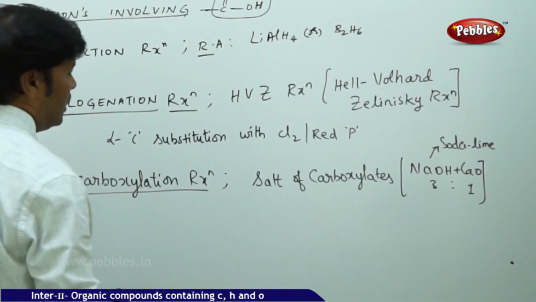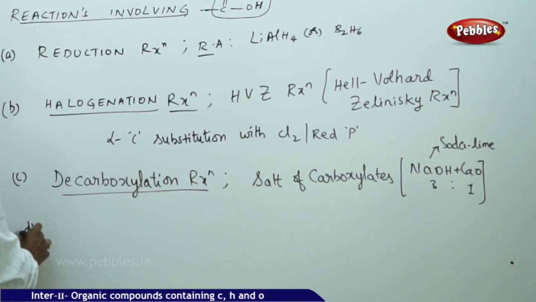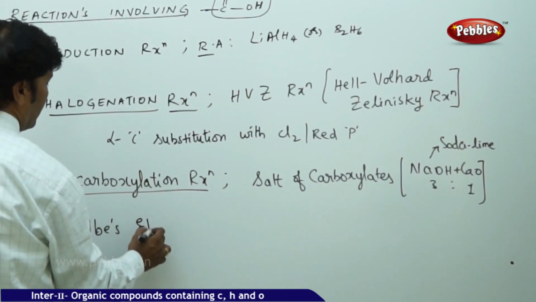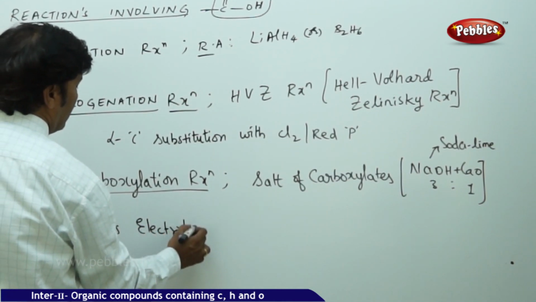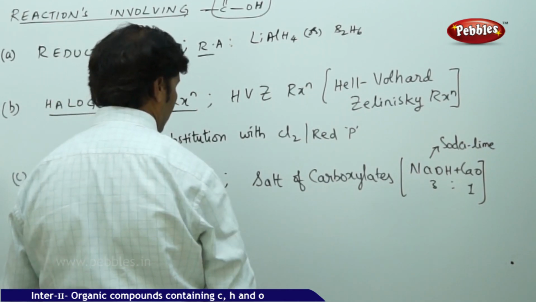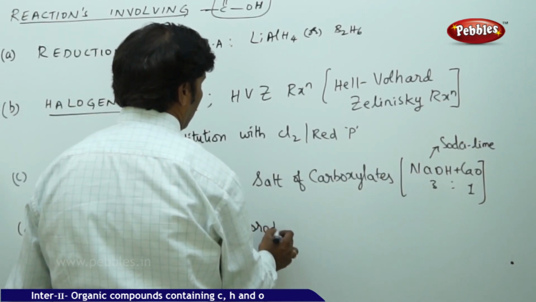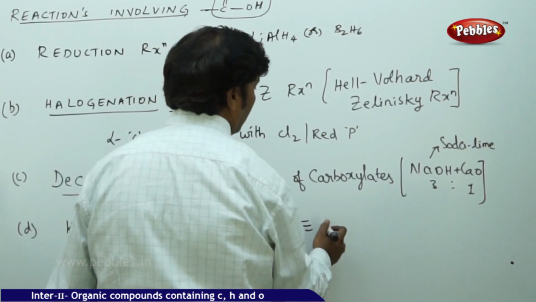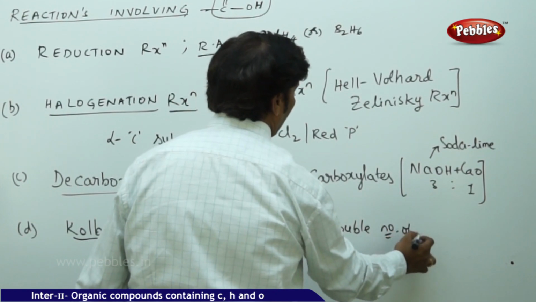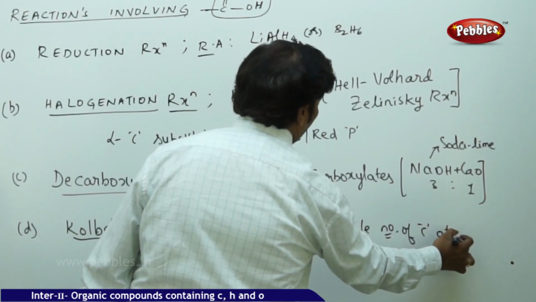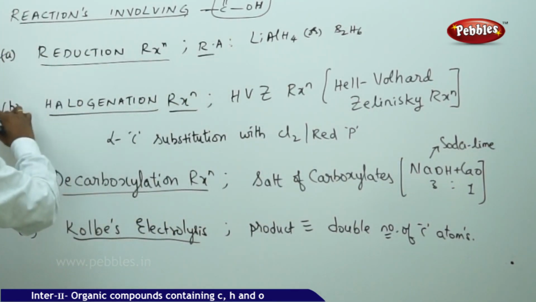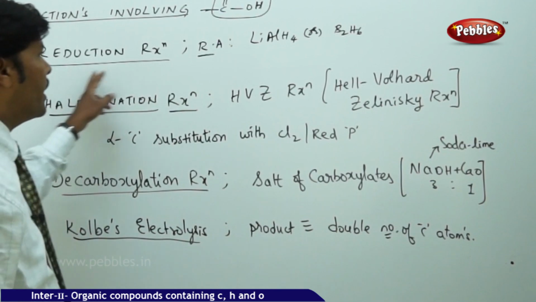Decarboxylation reaction, and of course in the same decarboxylation reaction we can also subject it to Kolb's electrolysis. In the Kolb's electrolysis also we always get the product which contains double the number of carbon atoms in the product. So here there are four important reactions, that is reduction reaction.